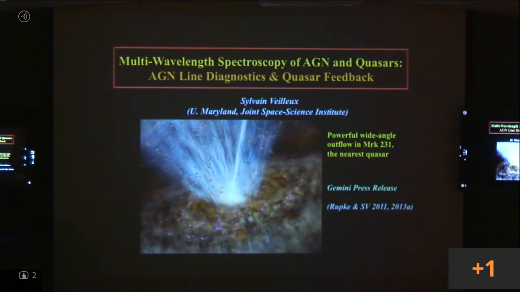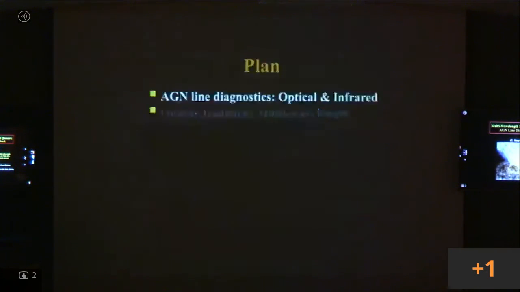This is an example, Markarian 231, which has already been mentioned, where we actually see a really powerful, spectacular quasar outflow. We really think it's quasar-driven, and we think it can cause quite a bit of damage to the host galaxy. I'll come back to that. This is, of course, not the data. This is an artistic rendition of the outflow. I've had that question before, so I want to be clear.